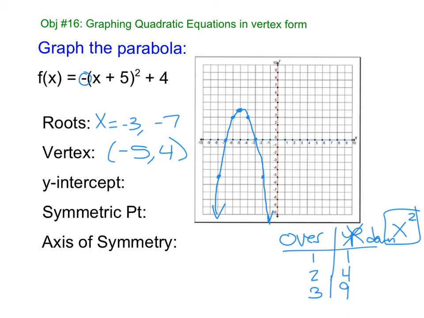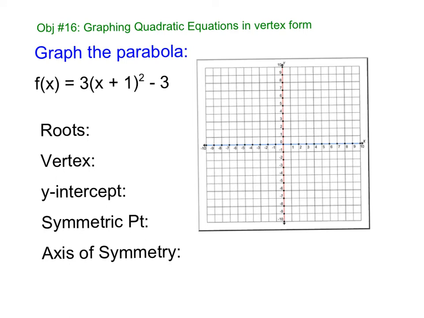My y-intercept is -25 plus 4, so 0, -21. The symmetric point would be double the vertex, -10, -21. Axis of symmetry, x equals -5.